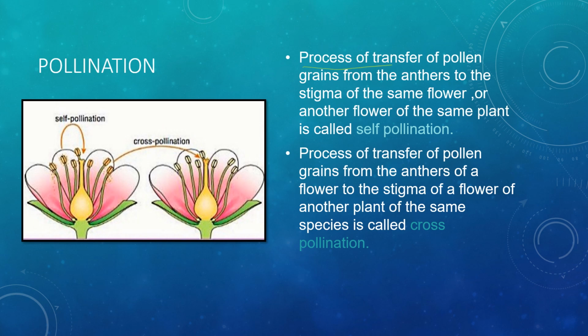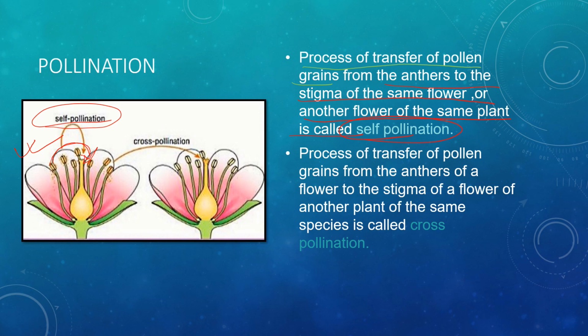The process of transfer of the pollen grains from the anthers to the stigma of the same flower or another flower of the same plant is self-pollination. So from the anther to the stigma of the same flower, or a flower of the same plant, is called self-pollination. If you look at this diagram, just observe that the pollen is being taken from the anther of the flower to the stigma of the same flower.